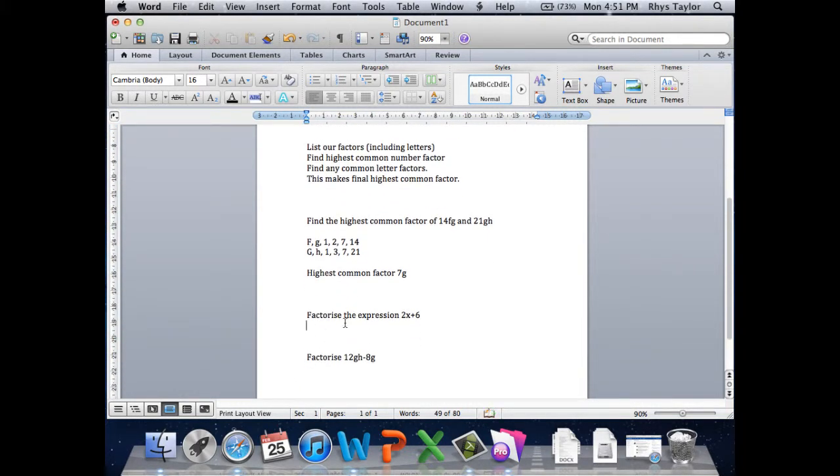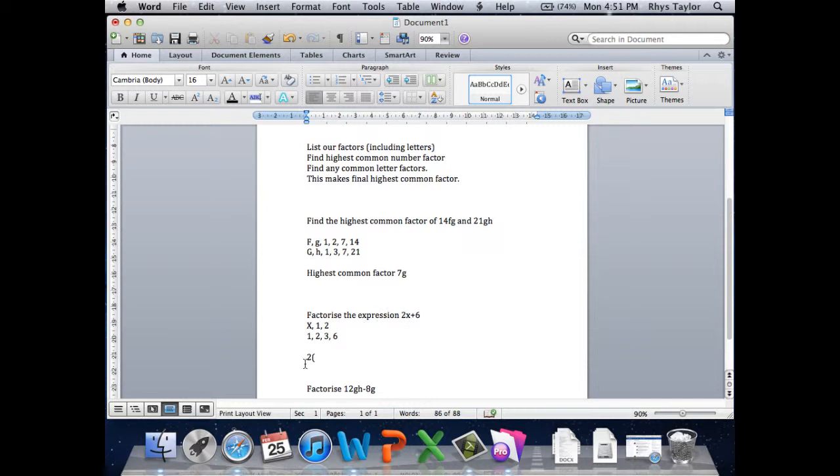We're going to factorize this particular expression. So what are the factors of 2x? We've got x, we've got 1, and we've got 2. What are the factors of 6? So we go to that part next. We've got 1, 2, 3, and 6. Common factor there is 2. So the 2 I put out the front. And then I put what's left in brackets.